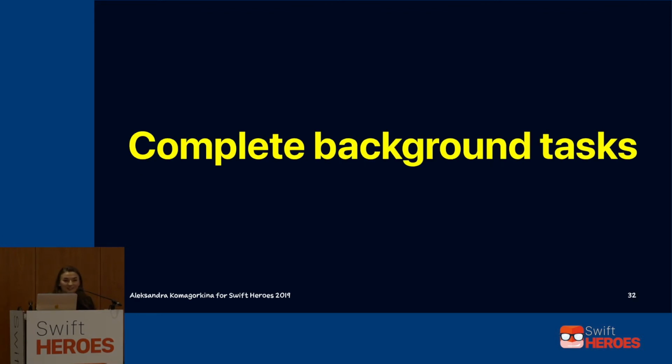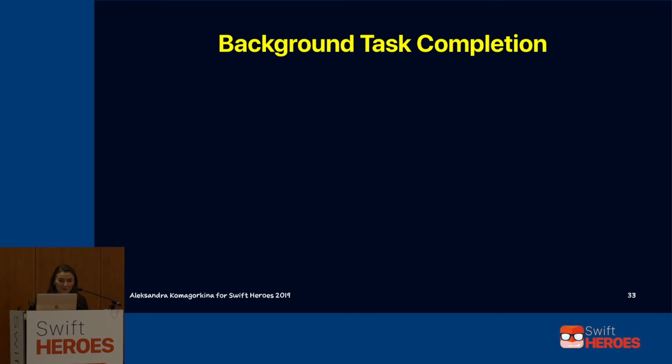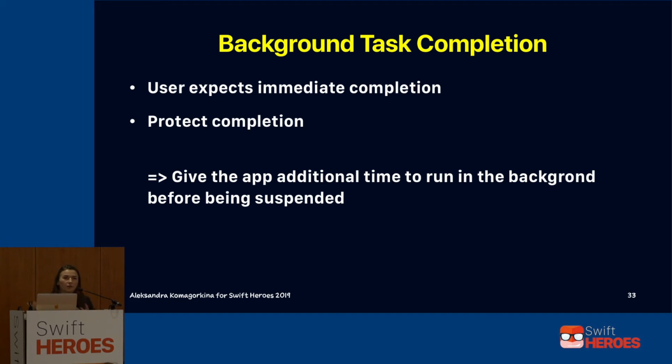First thing, we can complete background tasks. This is obvious, but now we will talk about it a little more. For example, if you have a messenger app and the user sends a message, they expect it to be sent immediately. But if they send a message and then go to another app, or lock the phone and start a conversation with friends in person, you should protect the completion, because the network may not have been good or something else happened. So you can give the app additional time to run in the background before being suspended. And you can also notify the user if it wasn't completed but they still want it to be: please resend the message.